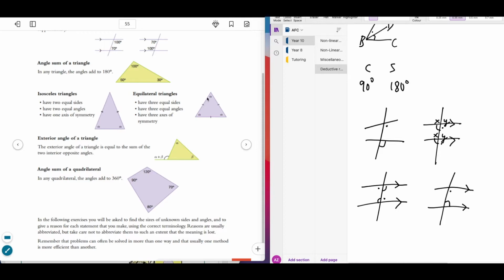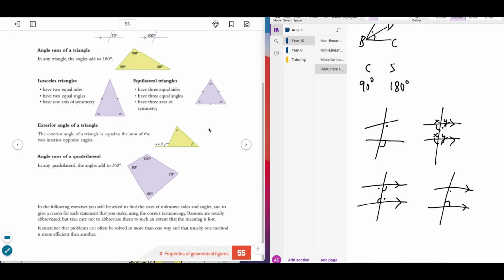Equilateral triangles: 3 equal sides, 3 equal angles, and 3 axes of symmetry. I don't need to go through that. Exterior angle of a triangle. Okay, so this is something that may be new for some of you. The exterior angle of a triangle is equal to the sum of the two interior angles.